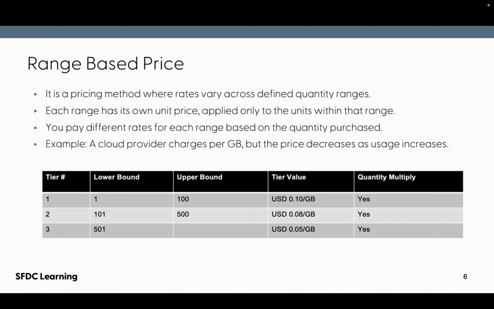So it is not block, but it is range. So let's say your consumption or your storage is between 101 to 500. Let's say you are using 150 GB, then that whole 150 GB of your storage will be charged at 0.08 USD per GB.